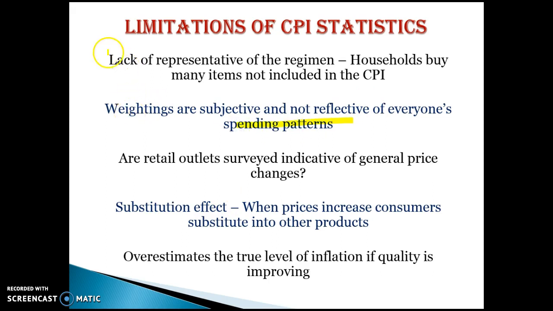Okay, this one here is more about the fact that there are things not included in the CPI that people buy, so that would affect their purchasing power. The second one is the weightings aren't reflective of everyone. The third one is that retail outlets aren't necessarily indicative of the general price changes, so their prices might be going up or down, but they might not be indicative of all the retail outlets. They're only surveying some retail outlets.